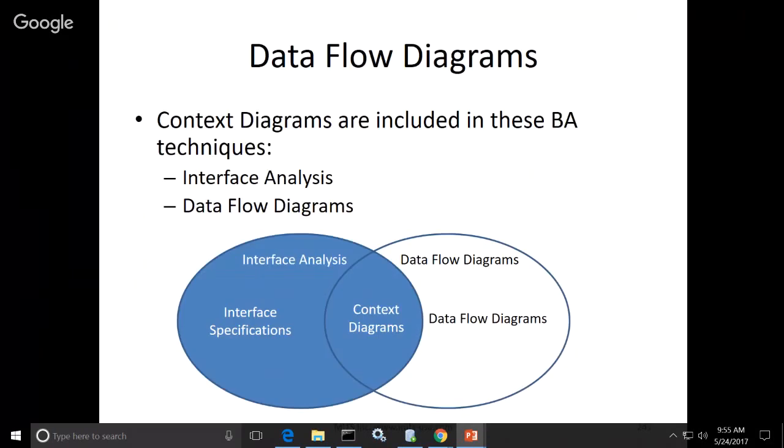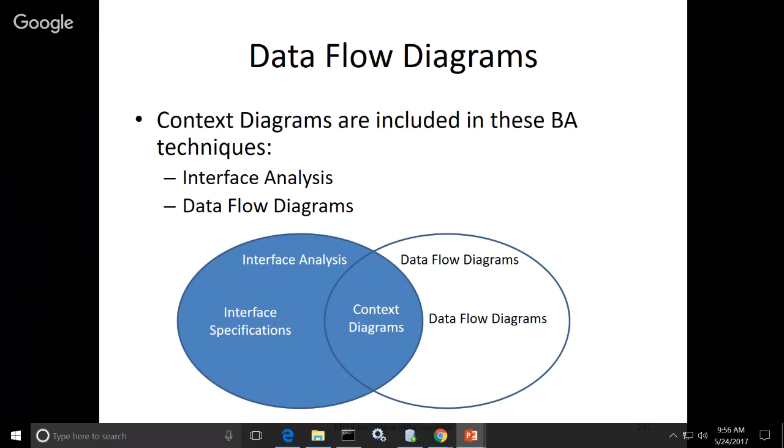So the topic of interface analysis involves using context diagrams and interface specification. This is what we looked at in the last 20 minutes of the class. We're just doing a rehash on this a little bit. From a BABOK perspective, even though it looks a little weird, the circle or ellipse on the right says data flow diagram twice. That's not really the way they print it in their book, so I just left it that way.